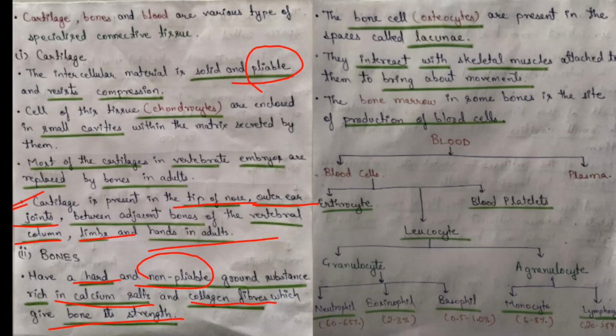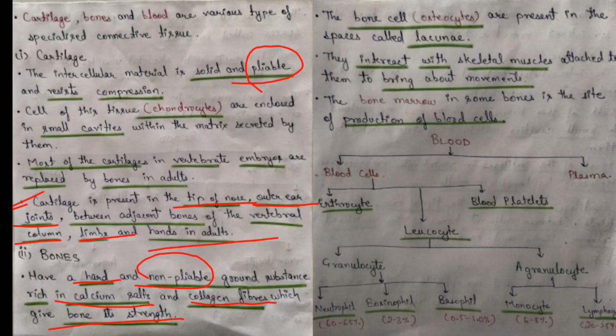Next we have the bone marrow. In some bones it is the site of production of blood cells. We studied about this in our chapter Human Health and Disease. Next we look at blood. Blood is a fluid connective tissue, the main circulating fluid that helps the transport of various substances. It makes up 7% of human body weight. It is divided into blood cells and plasma. Plasma makes up 55% of blood fluid, and the main protein of plasma is albumin, which regulates osmotic pressure of blood.